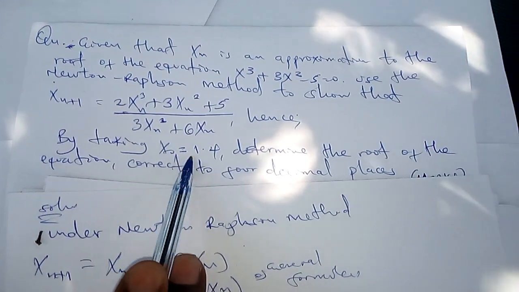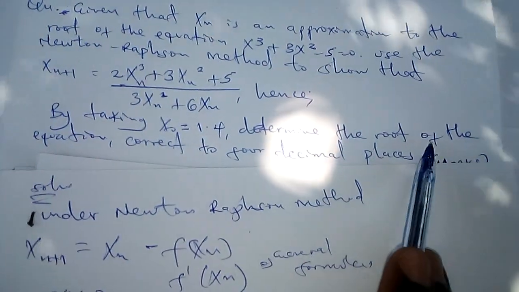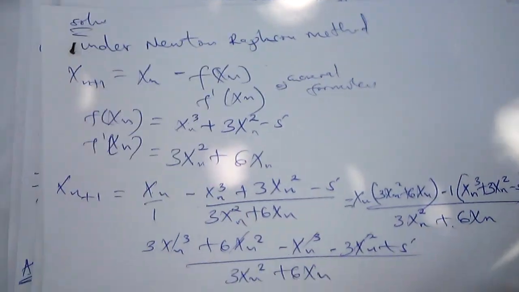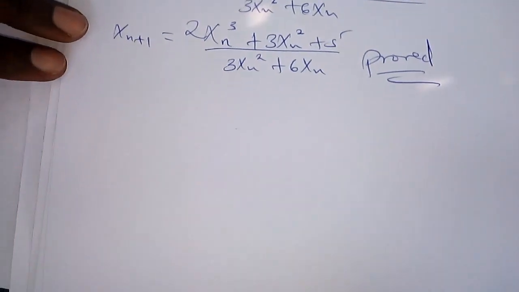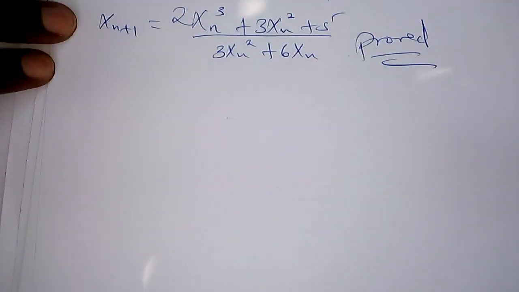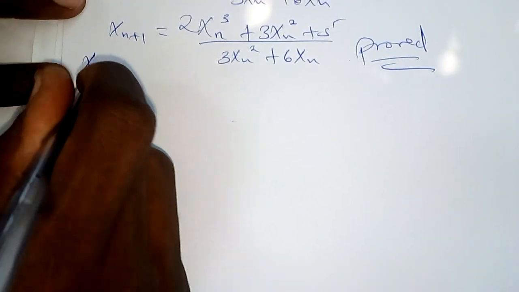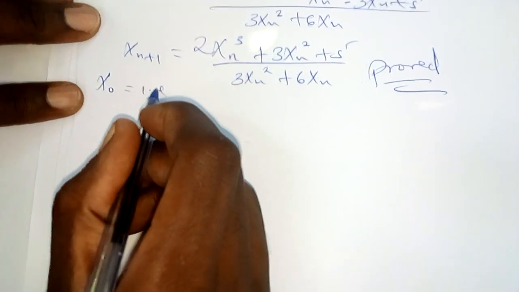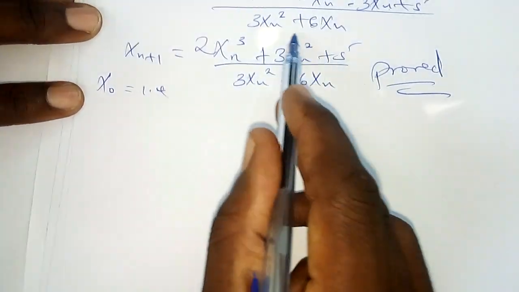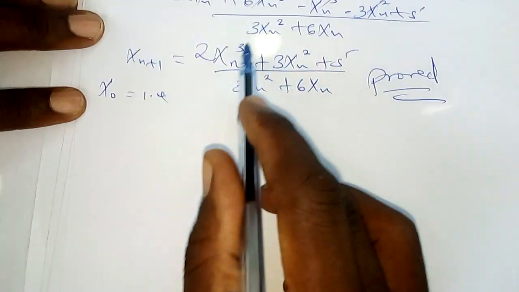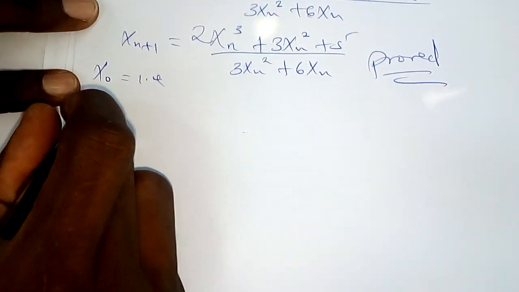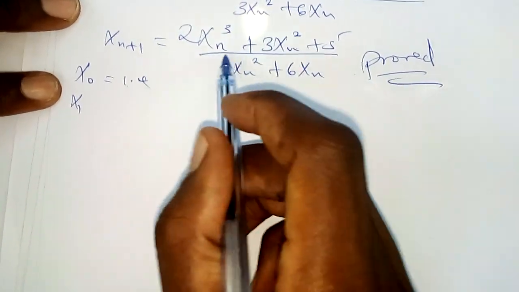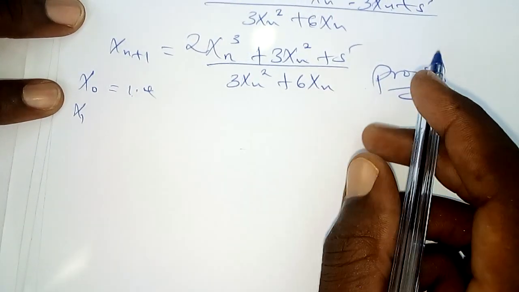by taking x naught to be 1.4, determine the root of the equation correct to 4 decimal places. So you have to determine the root of the equation to 4 decimal places. So we start with x naught to be 1.4. Now we substitute 1.4 in place of xn within the proved equation or expression to get x1.